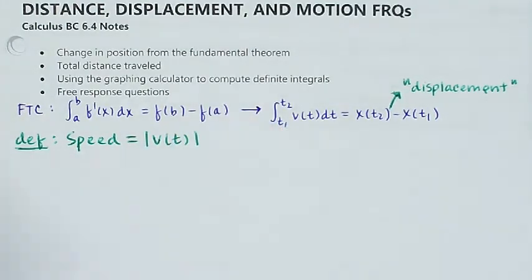Now, eventually in this class, we will let the object break off of just a straight line and move around in two-dimensional space. And speed is still going to be the absolute value of velocity. It's just that velocity is going to become a vector, and we're going to have to remember how to take the absolute value of a vector.